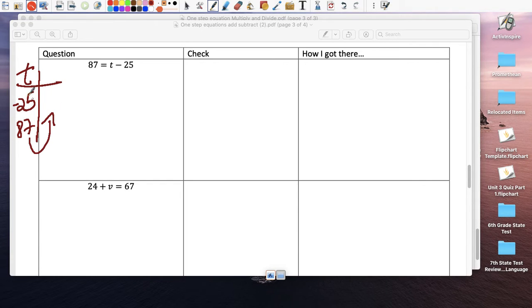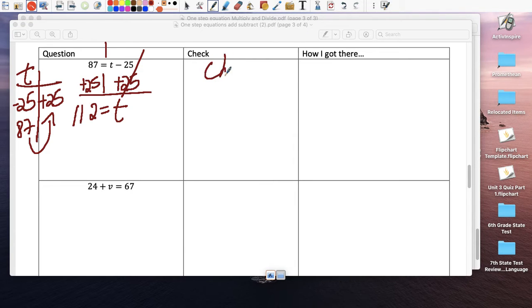So what's the opposite of minus 25? It's plus 25. And we're going to do plus 25 over here, and plus 25 over here. Minus 25 and plus 25 is 0, so t comes down. 87 plus 25 is 112.